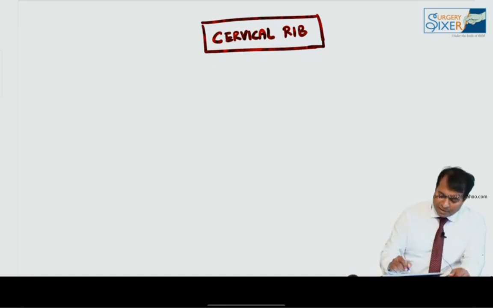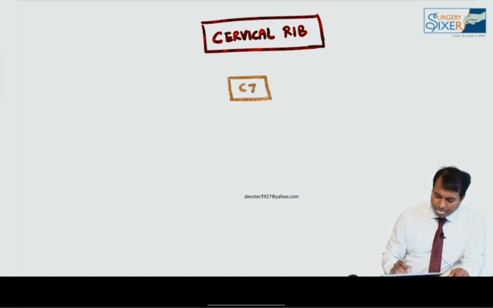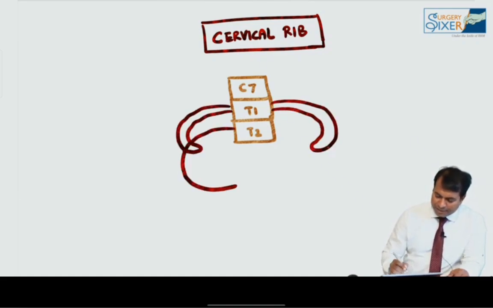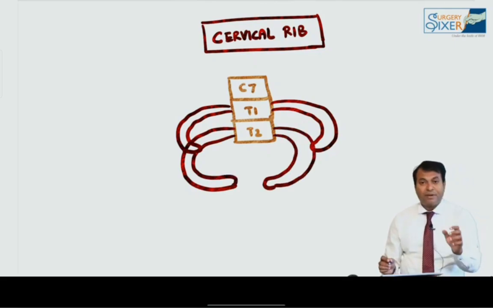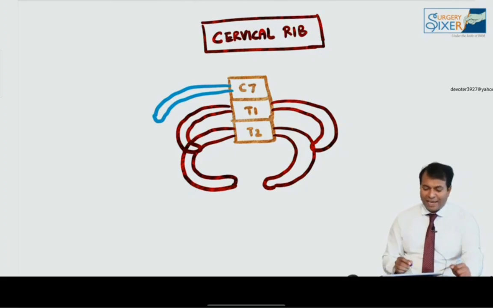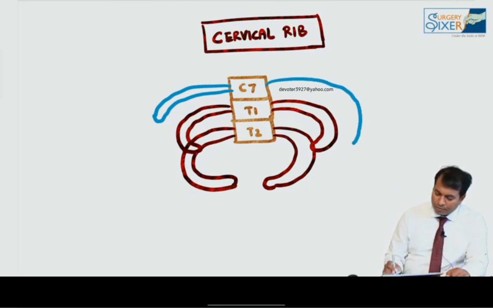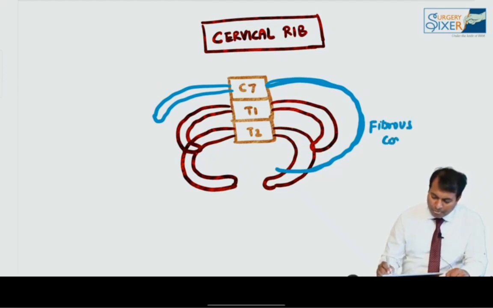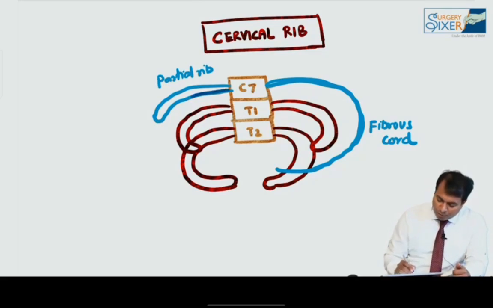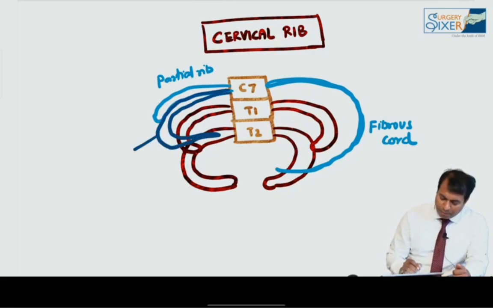To understand what is cervical rib, please remember, this is C7, this is T1, this is T2. Usually the first thoracic rib comes from T1 bilaterally, and the second rib comes from here. In cervical rib, there is a rib arising from the C7 vertebra. It can be a partial rib, as I have shown here, or a fibrous cord, with no rib. It can be a partial rib not coming completely to the manubrium sterni, or sometimes a full rib coming to the manubrium sterni. It can be a complete rib also.